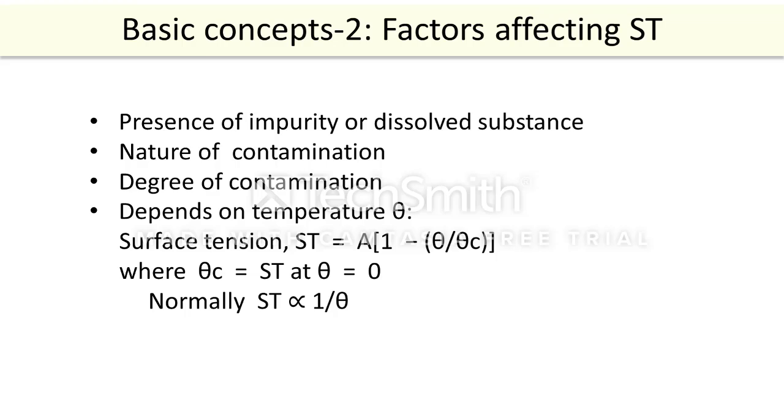Basic concepts 2. Factors affecting surface tension. These are the factors which affect the surface tension: presence of impurity or dissolved substance, nature of contamination, degree of contamination, and temperature theta. That is, surface tension is equal to A into 1 minus theta divided by theta C, where theta C is equal to surface tension at theta equal to 0. Normally, surface tension is inversely proportional to temperature theta.